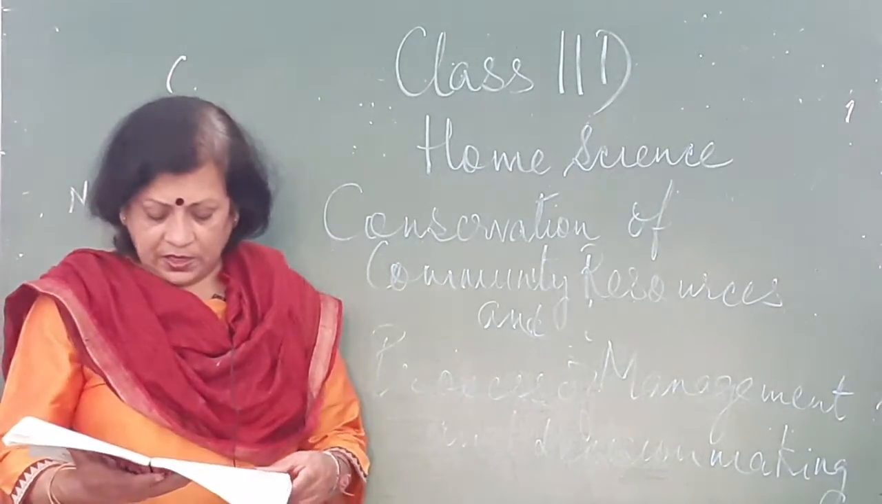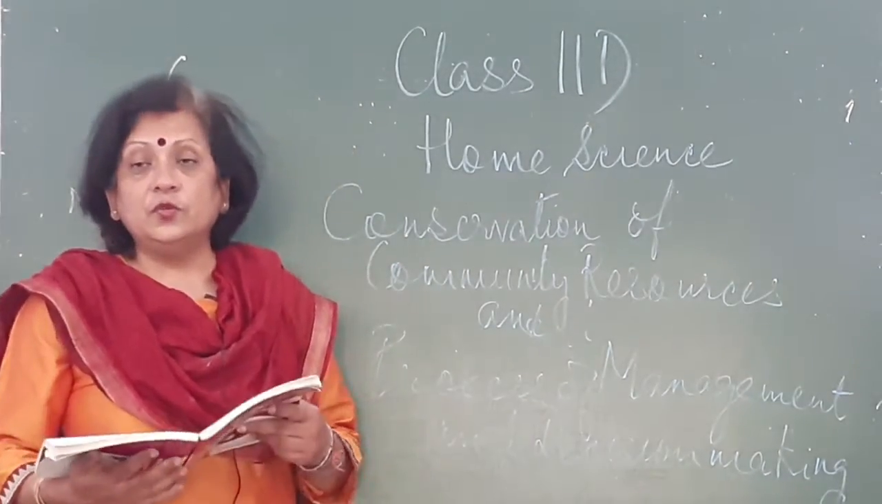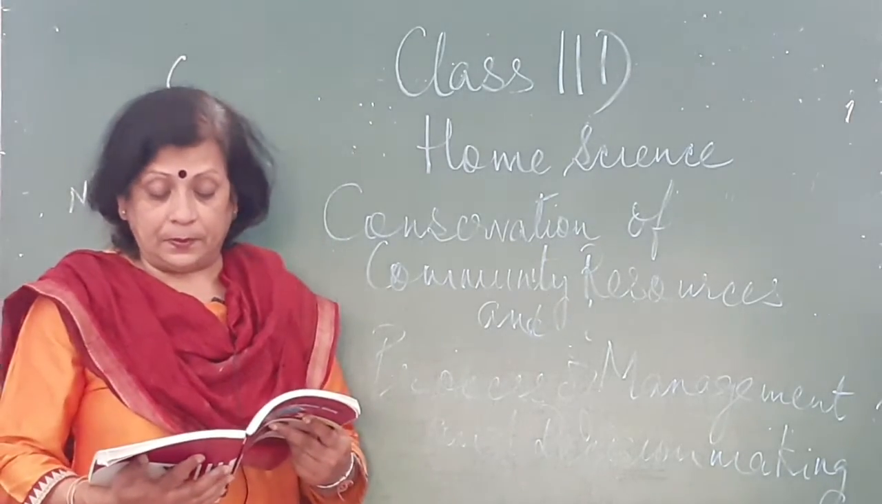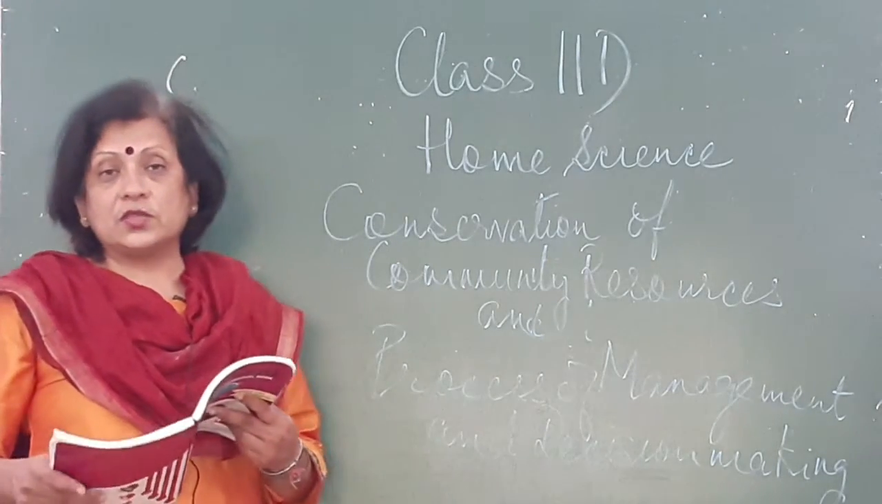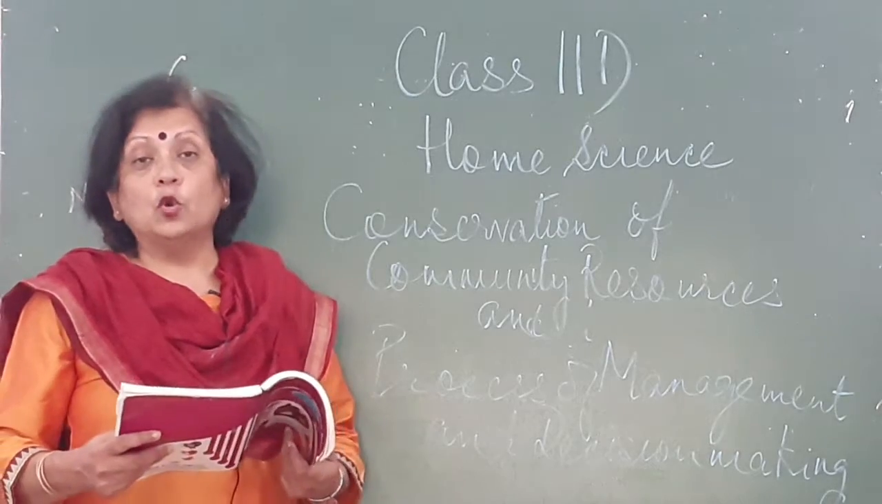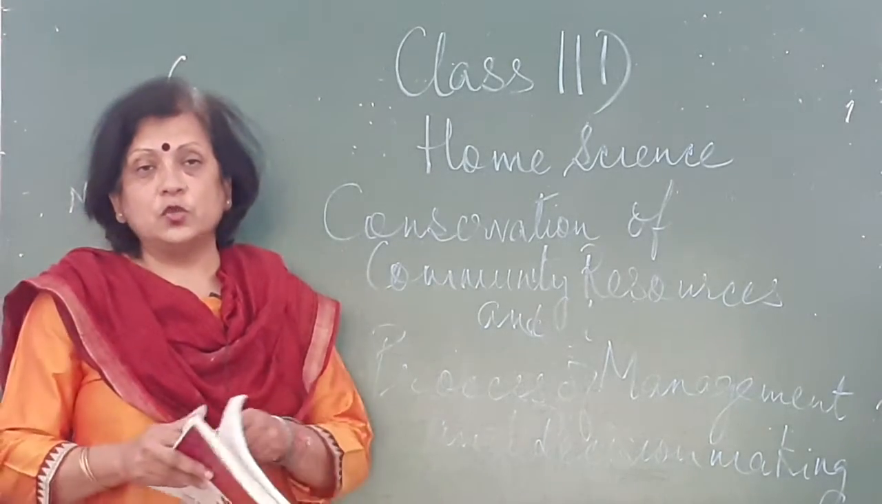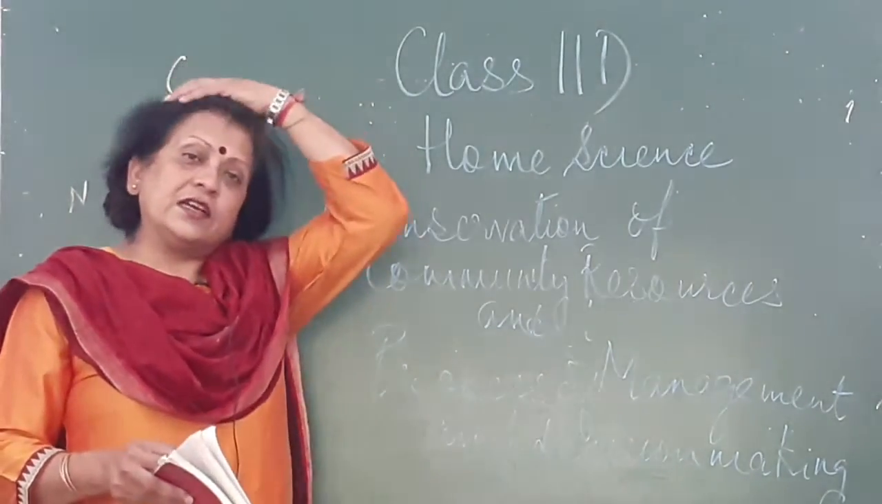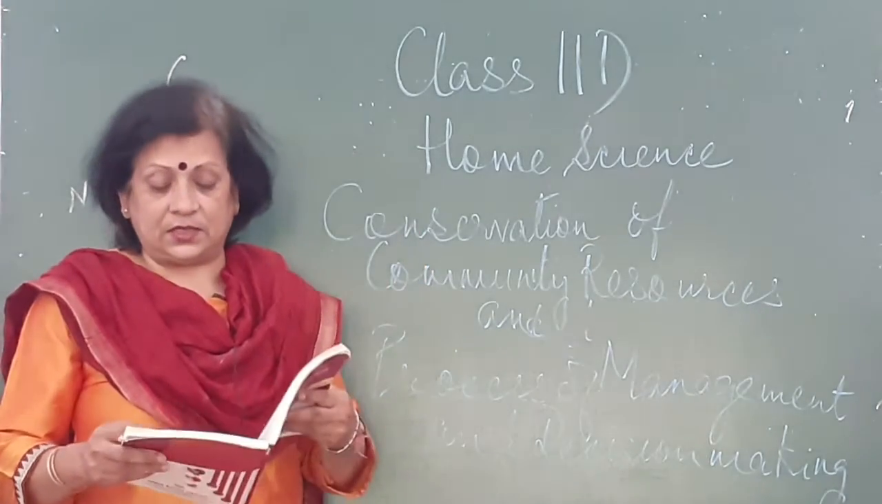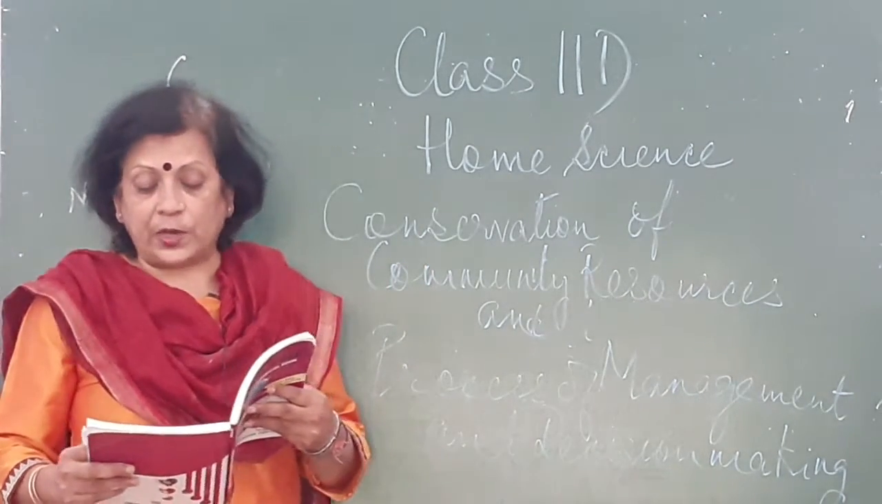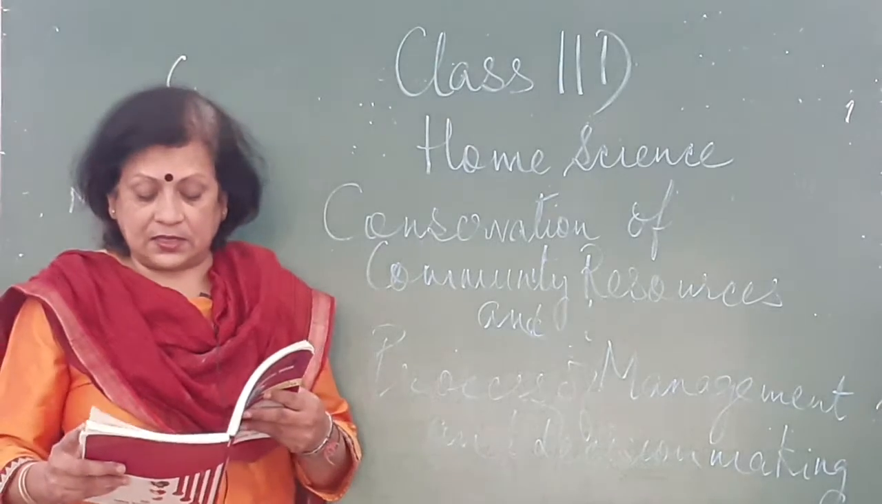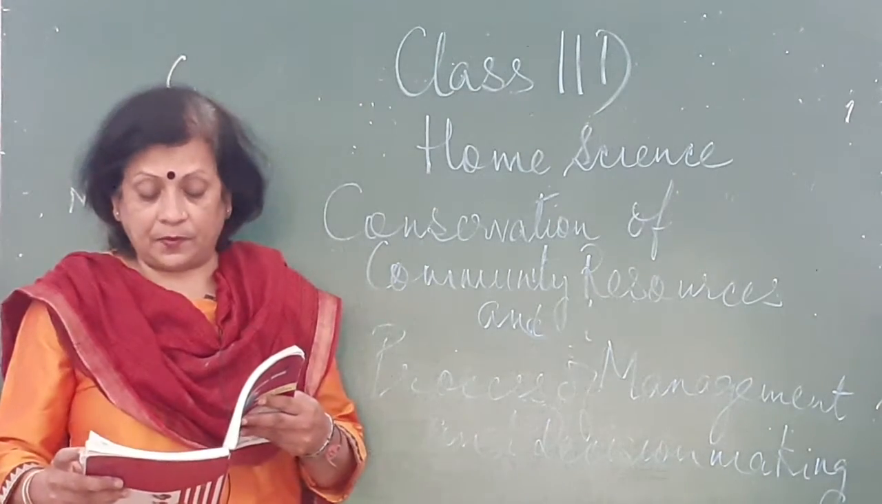And whenever we need dim light, we should use a low voltage bulb. The appliances used should not be too old, because if they are too old, they consume a lot of electricity. And to prevent wastage, the old appliances have to be given off.